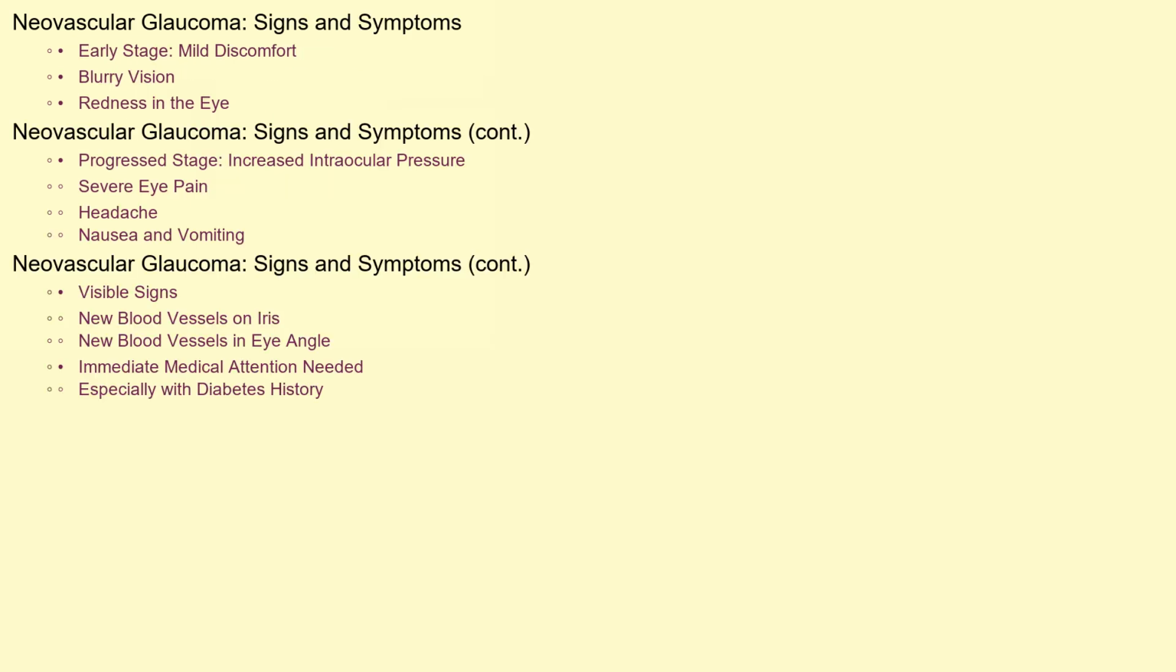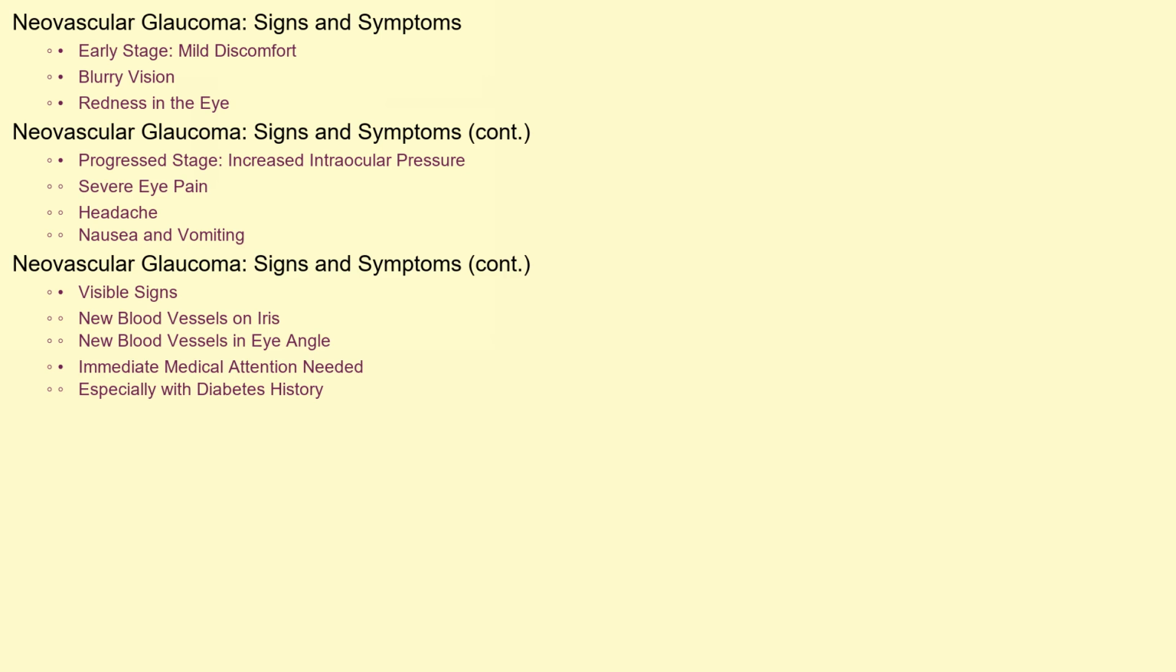The signs and symptoms of neovascular glaucoma can range from mild discomfort to severe pain. In the early stages, you might experience blurry vision or redness in the eye. As the disease progresses and intraocular pressure increases, symptoms can become more pronounced. Severe eye pain, headache, nausea, and vomiting can occur.